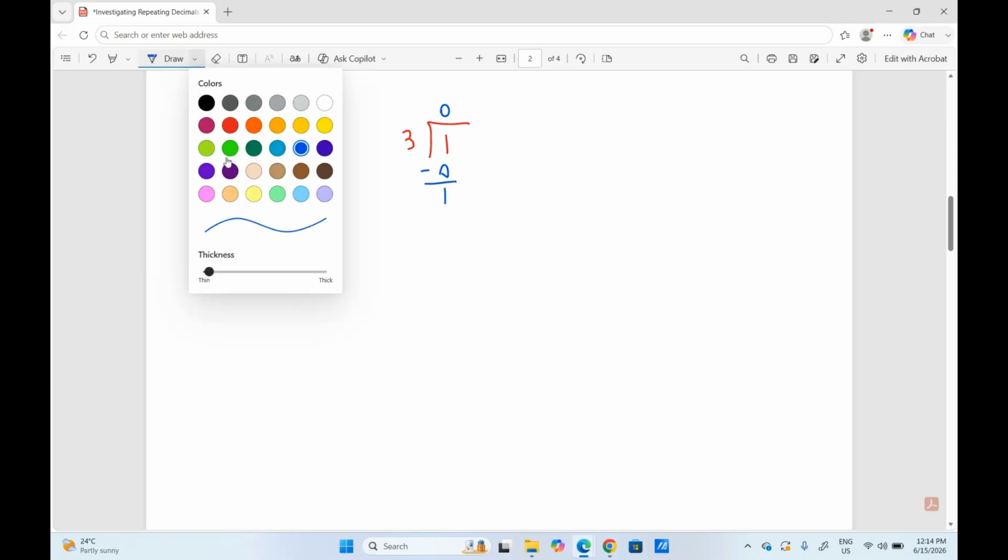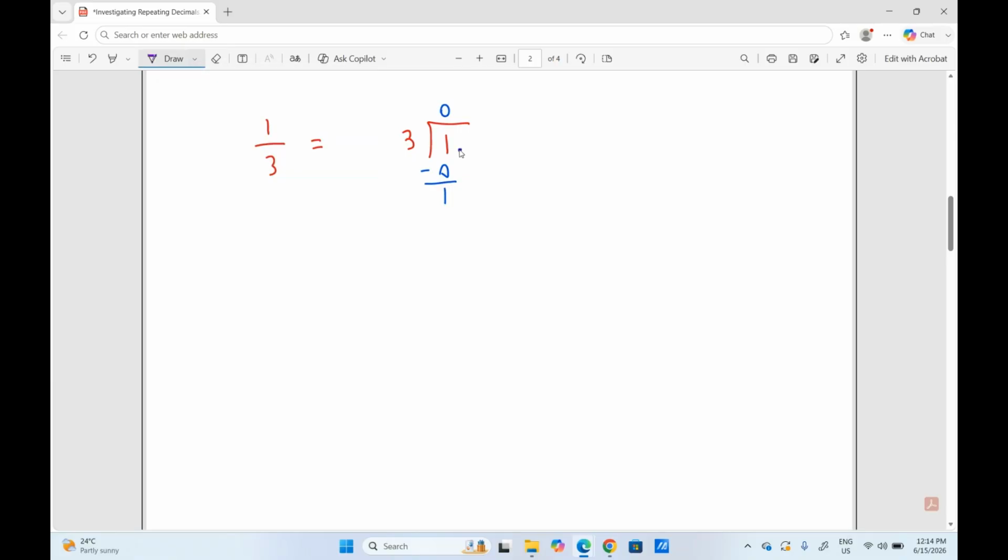Now this is the part where we add a decimal. So notice that 1 is the same as 1.0, right? So now I add a decimal up here because I added a decimal here. And now carry down this 0 to make this 10. How many times can 3 go into 10? 3 times, right? Because 3 times 3 is 9. So now 10 minus 9 is 1.